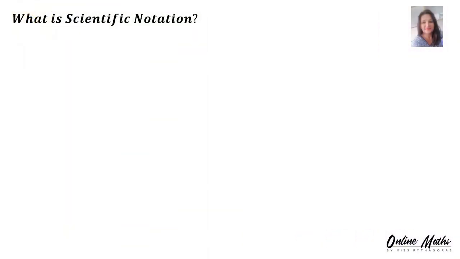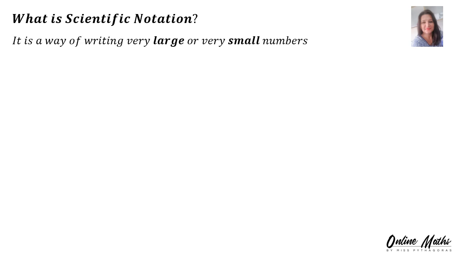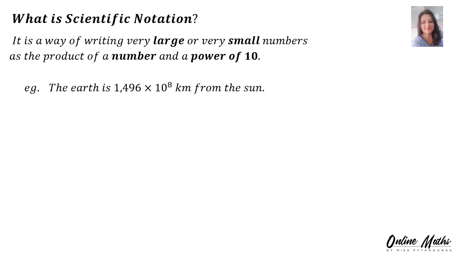What is scientific notation? It is a way of writing very large or very small numbers as the product of a number and a power of 10. For example, the Earth is 1,496 times 10 to the power of 8 kilometers from the Sun.